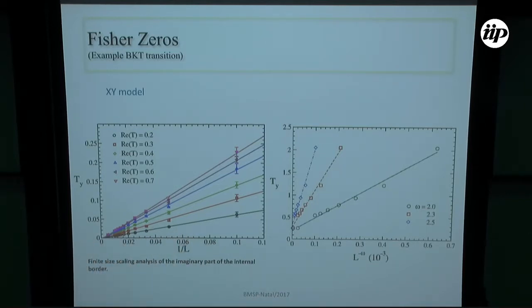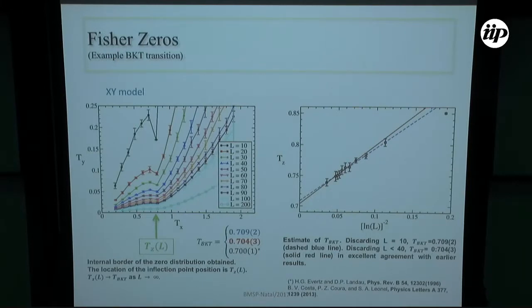It doesn't converge to the real X. So this is a way to use the Fisher zeros to understand the transition, to get the transitions, and so on. These are older results. The first, I think, was obtained by Evett and David in 1996.